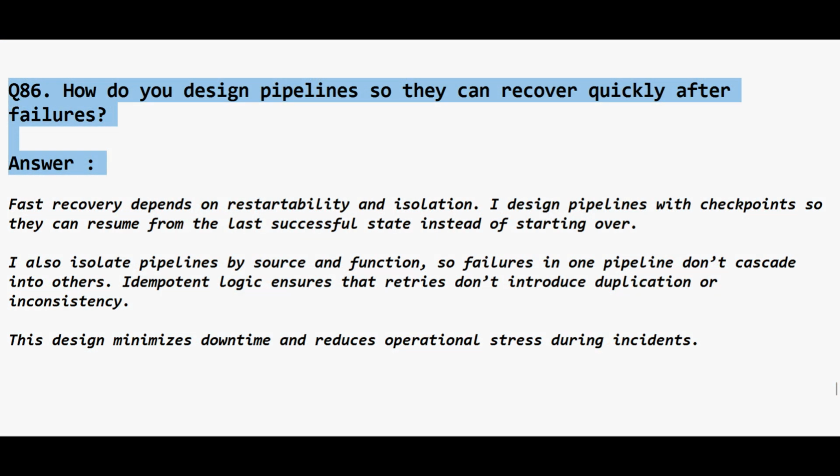Question 86. How do you design pipelines so they can recover quickly after failures? Answer. Fast recovery depends on restartability and isolation. I design pipelines with checkpoints so they can resume from the last successful state instead of starting over. I also isolate pipelines by source and function, so failures in one pipeline don't cascade into others. Idempotent logic ensures that retries don't introduce duplication or inconsistency. This design minimizes downtime and reduces operational stress during incidents.